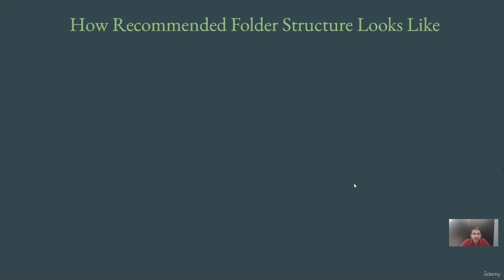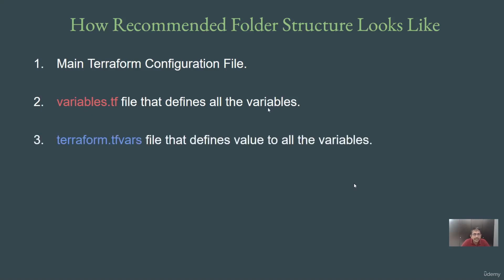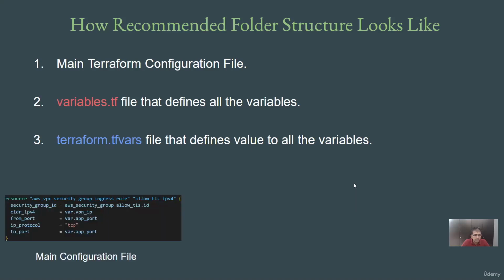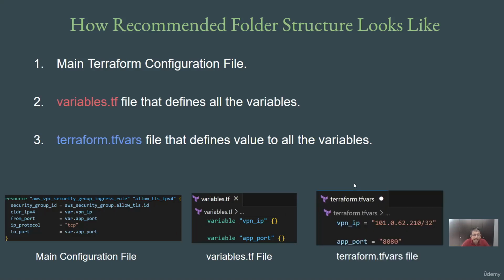Now, when you are working with Terraform in a production environment, this is how your folder structure at a high level overview should look like. First, you should have a main configuration file. Second, you should have the variables.tf file that defines all of the variables. And third, you should have a tfvars file that defines values for all the variables. So this is how it looks like. First, you have the main configuration file. Second, you have the variables.tf file where you have defined all of the variables. And third, you have the terraform.tfvars file where you have defined the values associated with the variables.